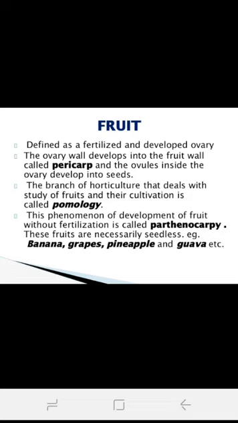So what is a fruit? Fruit is a fertilized, developed ovary. After fertilization, the ovary becomes fruit and the ovule becomes seeds. So the ovary wall develops into the fruit wall, which we call the pericarp, and inside it the seeds develop. The study of fruits is known as pomology, and in certain cases fruits develop without fertilization. Such type is known as parthenocarpic fruits. They are commonly seedless fruits.